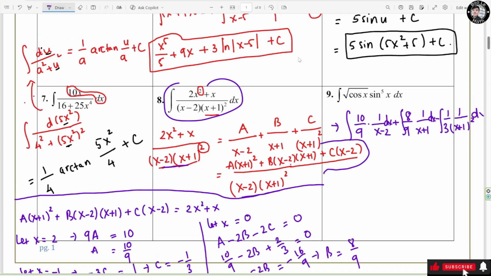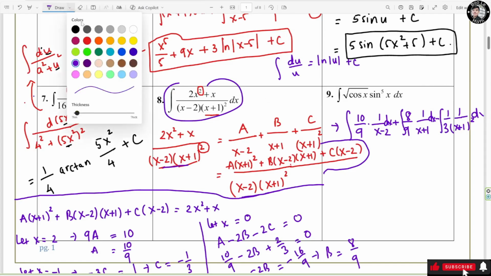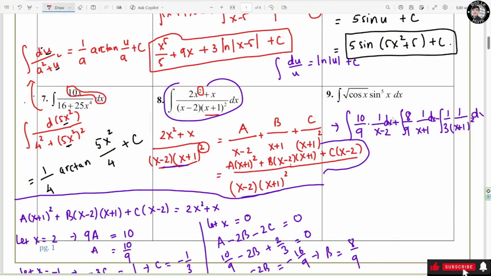Remember, the antiderivative of du over u is ln absolute value of u plus c. Now observe that ds is the same thing as d(s minus 2). So this one can be written as 10 over 9 times the integral of d(s minus 2) over s minus 2. This one and this one must be the same, so you can apply the formula.